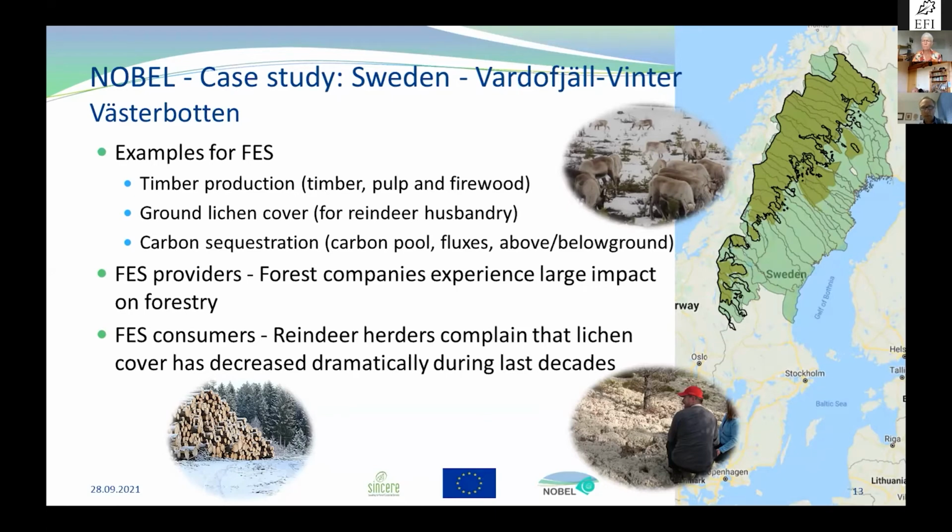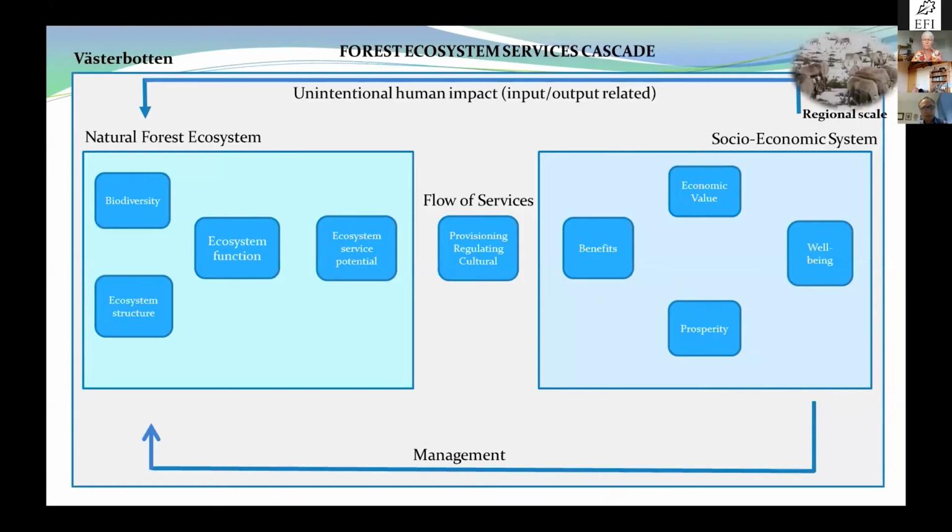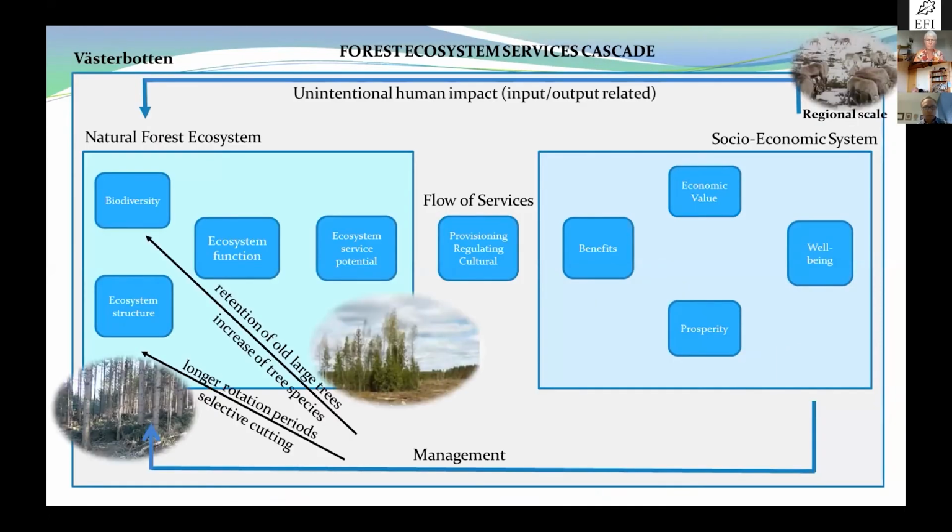So we have, on the one hand, conflicting interests, and the question now is how can forest management influence the forest treatment in a way that the lichen production for the reindeer husbandry can be increased. And in that setting, again applied to the framework, we can see that certain management interventions are needed in order to increase the lichen production. So longer production periods are needed, selective cutting has to be provided. There's also the need for the retention of old large trees and an increase of the tree species.